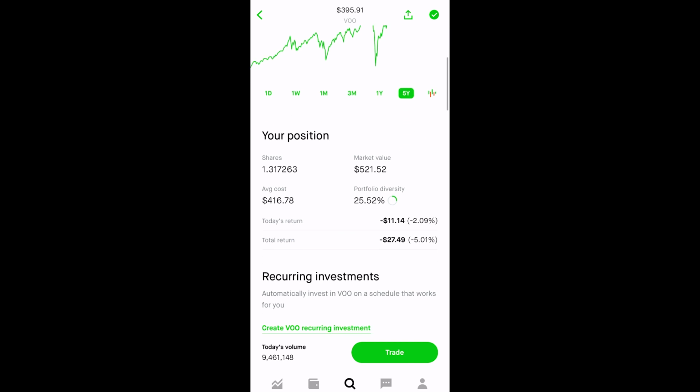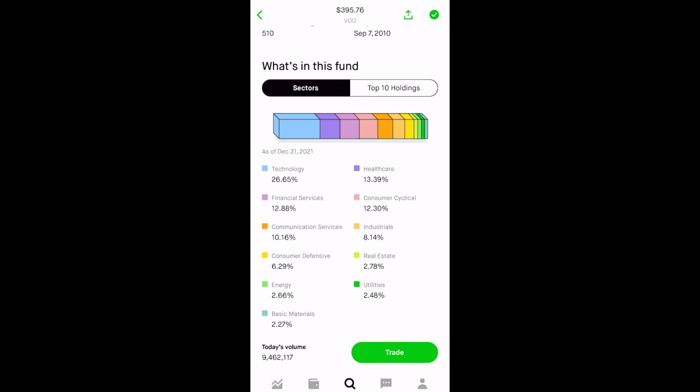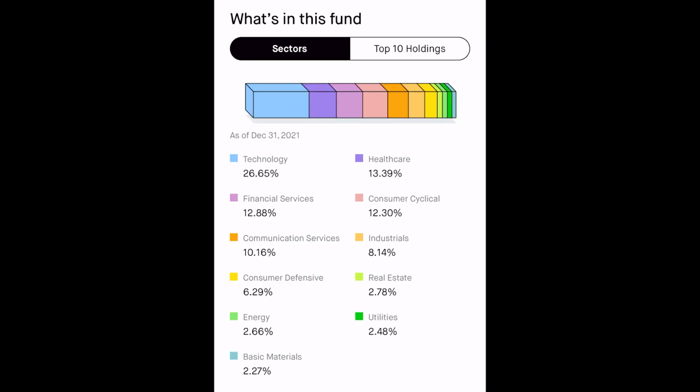Now let's just scroll down here and I'll show you the other information that's quite useful. What you're going to find under an ETF is called What's in This Fund. This is pretty handy as an overview because it actually tells you what's comprising the ETF. In this case, we're talking about the S&P 500, which is basically the top 500 US companies, but they're all in different sectors. You can see right here that technology is taking up almost 27% of the portfolio, healthcare is at 13.39, and so forth. So you can see really quickly at a glance what all is in that ETF.